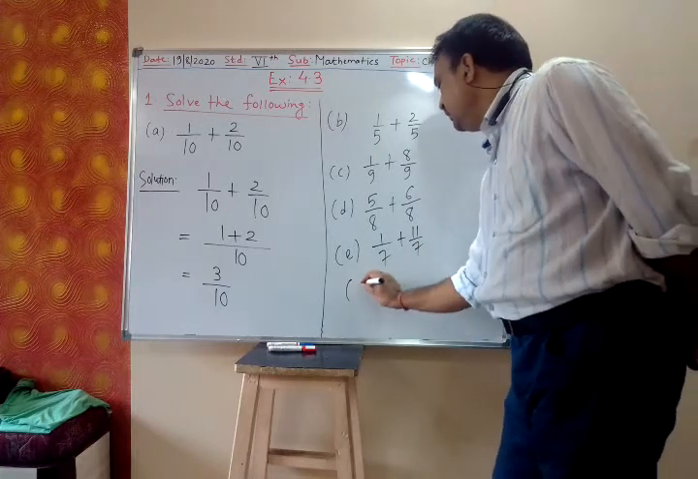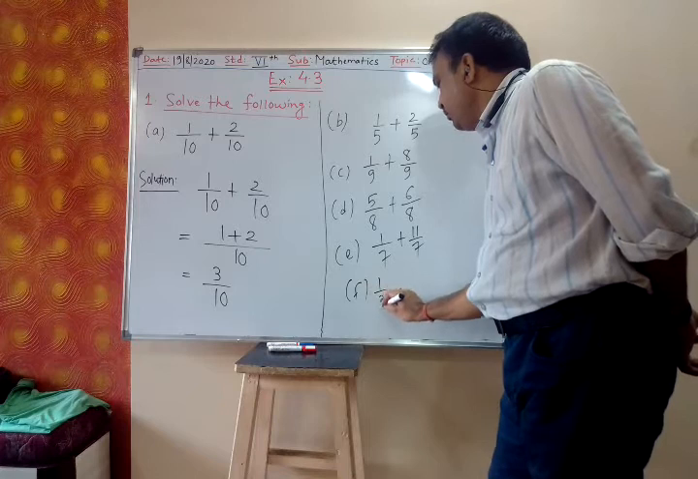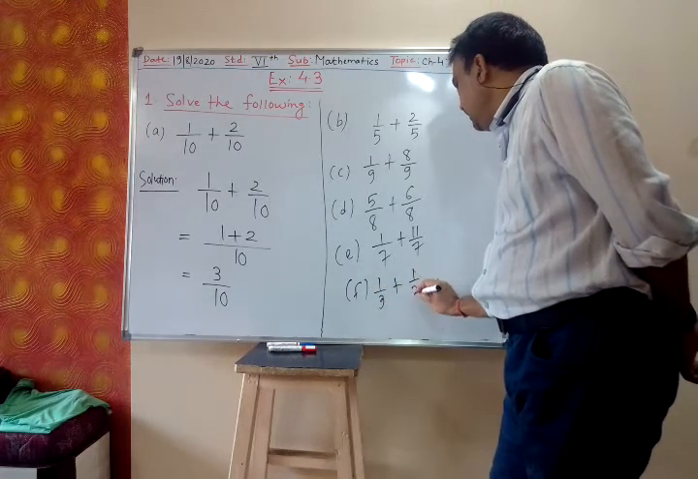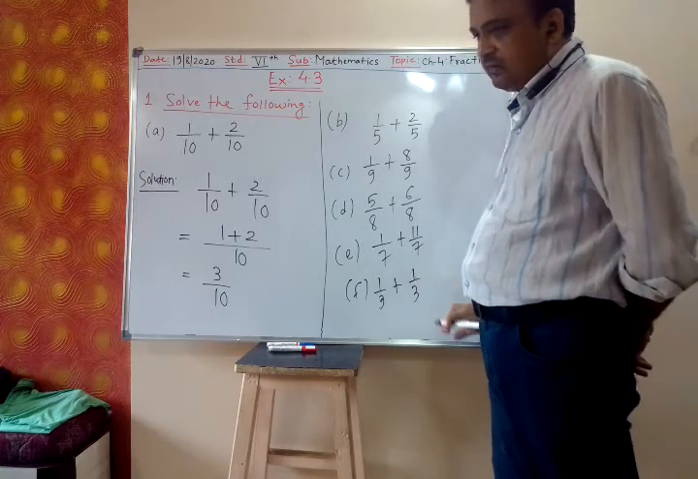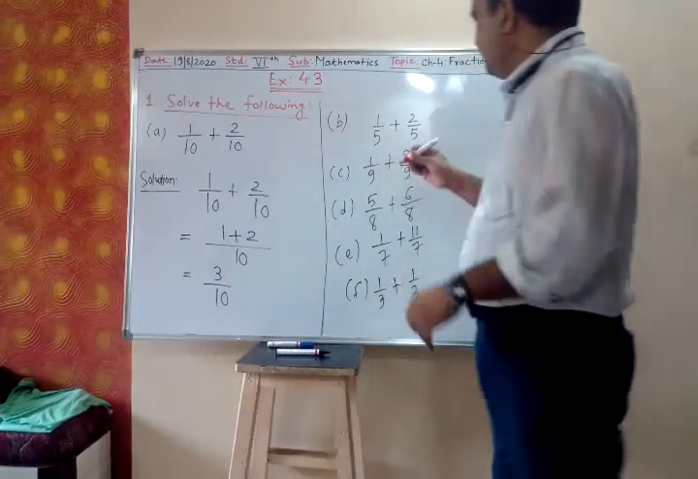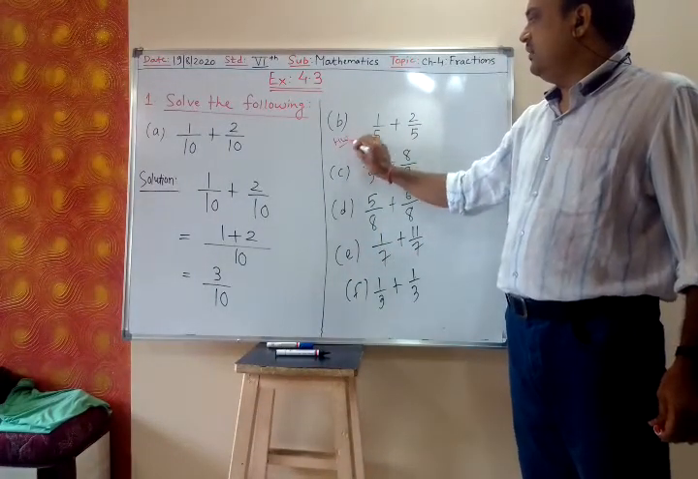F, 1 upon 3 plus 1 upon 3. They are like fractions, you can add them. Now G I will do. So all these are homework.